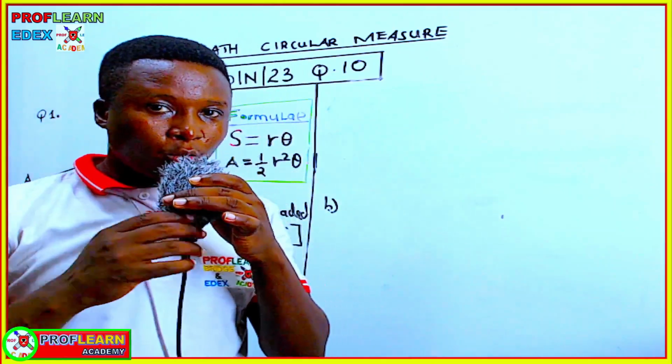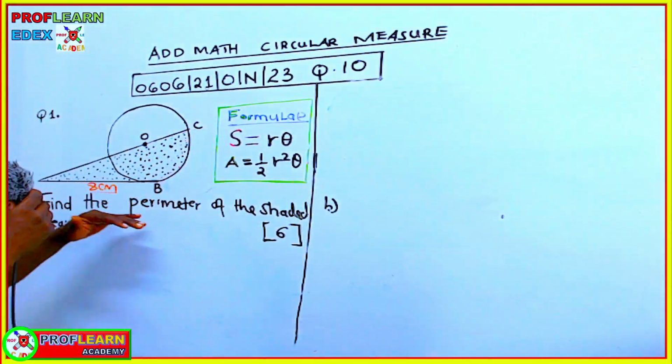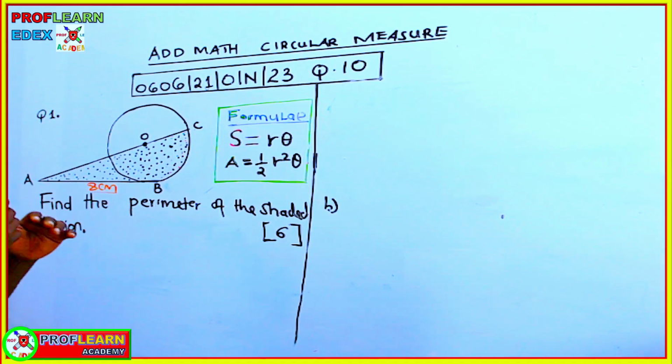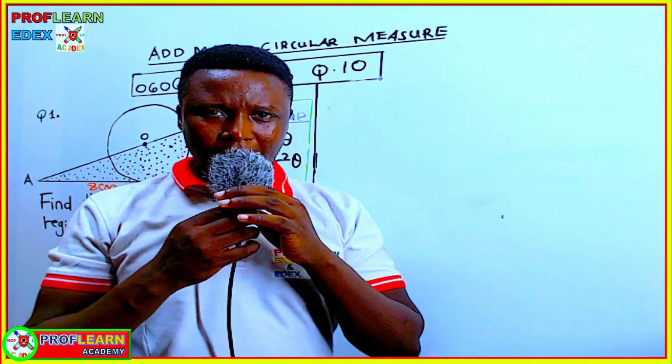In this particular video, we're going to have a discussion on how you can work out the perimeter of the shaded region, and thereafter we're going to work out the area of the shaded region.